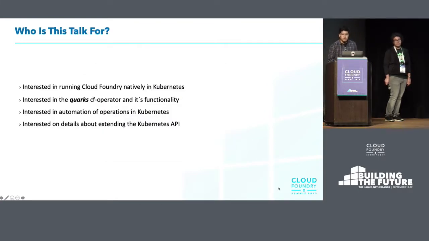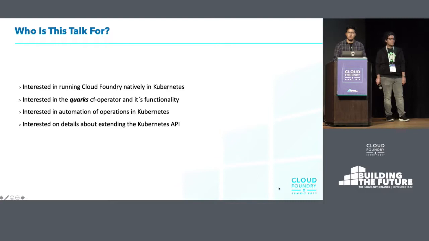So let's take a look at who this talk is intended for. I guess here there are three main things. This talk is intended for those people that are interested in running Cloud Foundry natively in Kubernetes. Also, this talk is for those people that want to know more about the Quarks CF operator and its main functionalities. And last but not least, it is also for those people that are thinking about how to automate operations in Kubernetes. And I think this is a very important selling point.